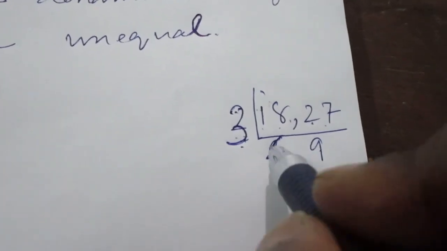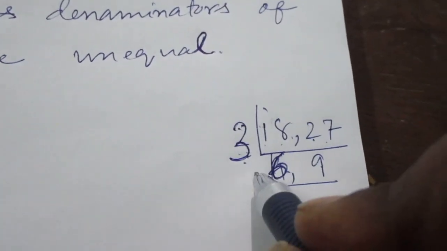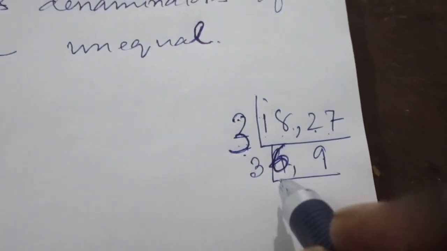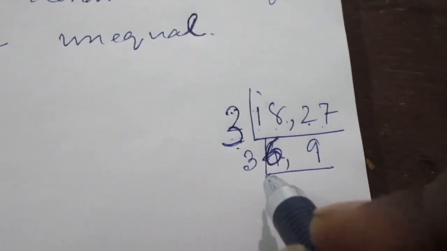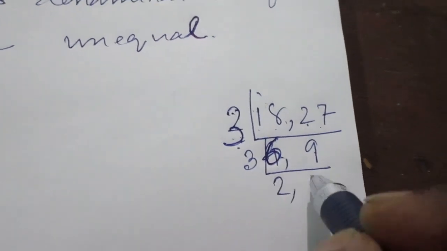Again see 6 and 9. Both of them are divisible by 3, because 3 2s are 6 and 3 3s are 9.